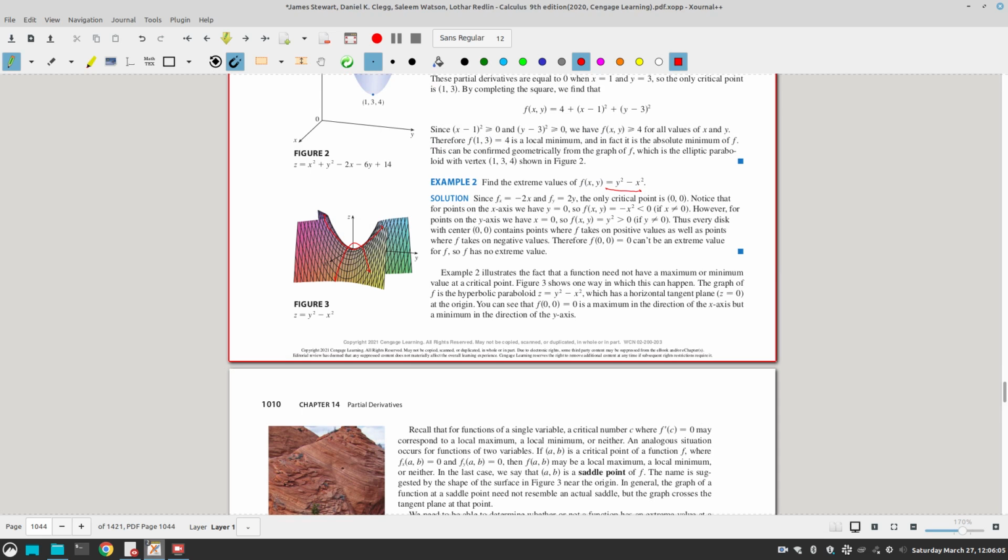This is the plot of f of x y. So this is the point 0, 0, 0, of course, and you have f. So f_x equals negative twice x, f_y equals twice y. So the critical point is 0, 0. And of course, the saddle point is neither a maximum nor a minimum.